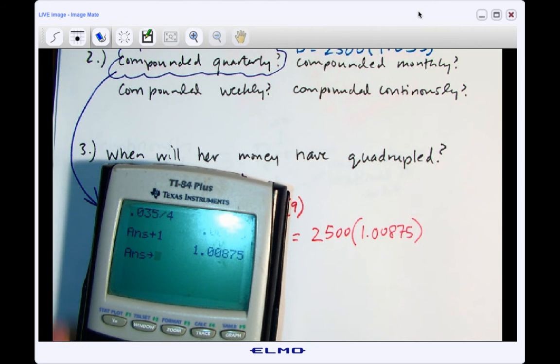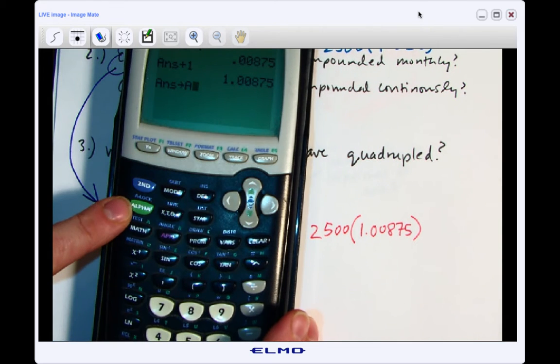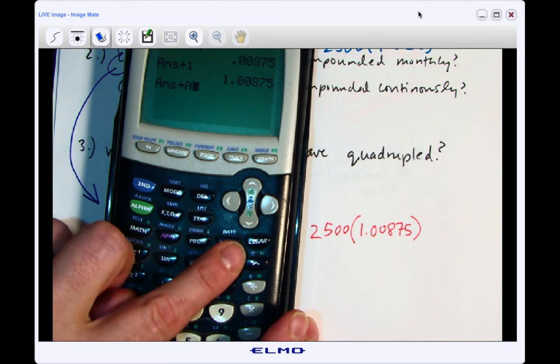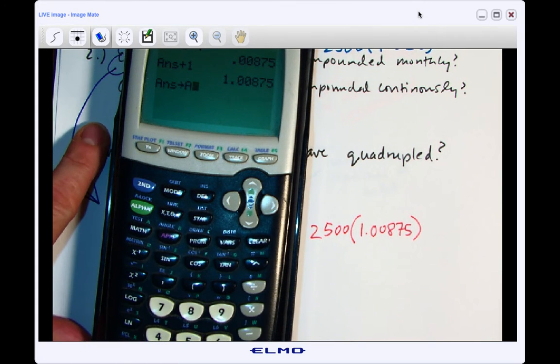I'll just call it alpha A. So I hit alpha and I hit this one. You do see the little green A above? If I hit the alpha, it'll make these letters. And so what I did was I stored it as A.